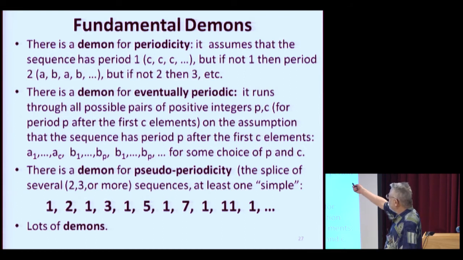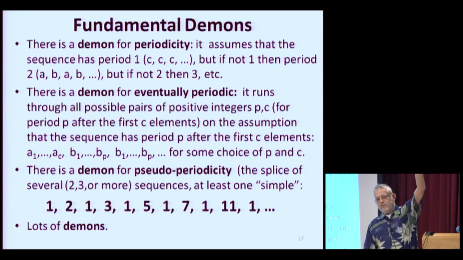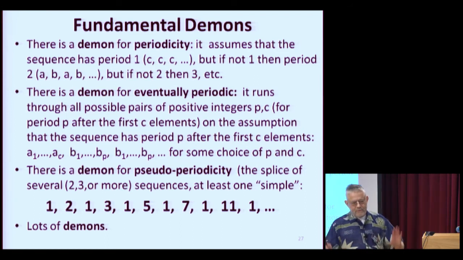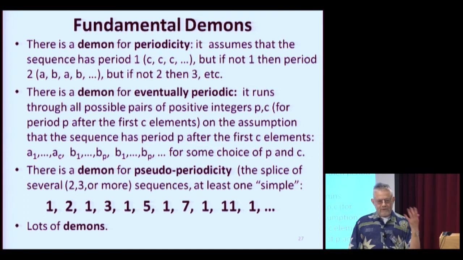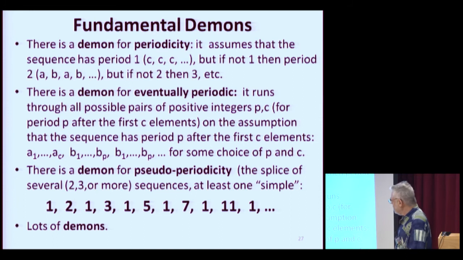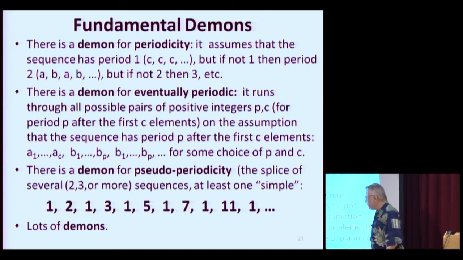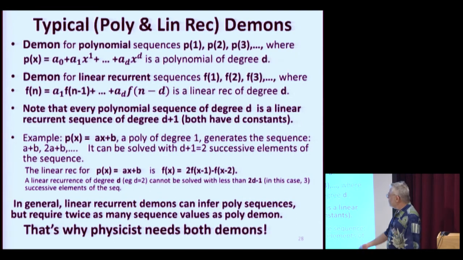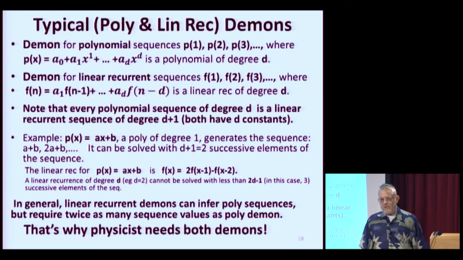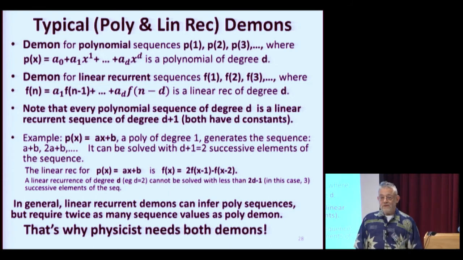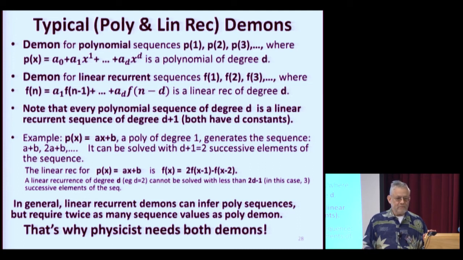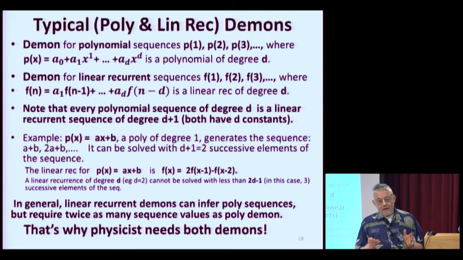Okay, demons. A demon for periodicity, a demon for eventual periodicity. I got lots of demons. Notice these demons, I got a whole huge list of them, because every night I take a new sequence from the online encyclopedia, I try to figure out what it is and ask myself what's the class of sequences that this is talking about. There's a demon for pseudo-periodicity, which is the one that splits a sequence into two parts. Lots of demons. Demon for polynomials. Demon for linear recurrences. Actually, polynomials can be written as linear recurrences, so why bother with polynomials? But there's a reason, because a linear polynomial of degree d requires that you see at least d plus 1 constants.